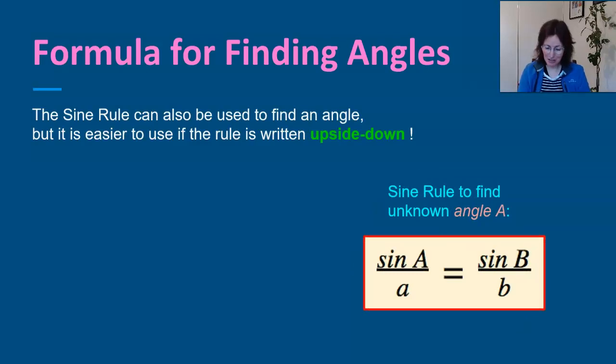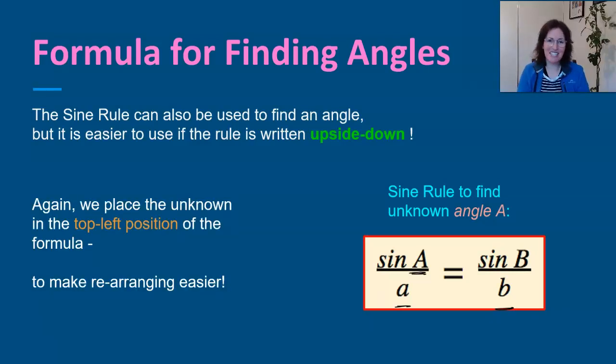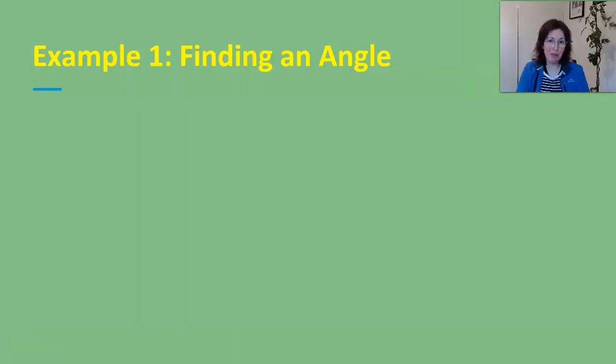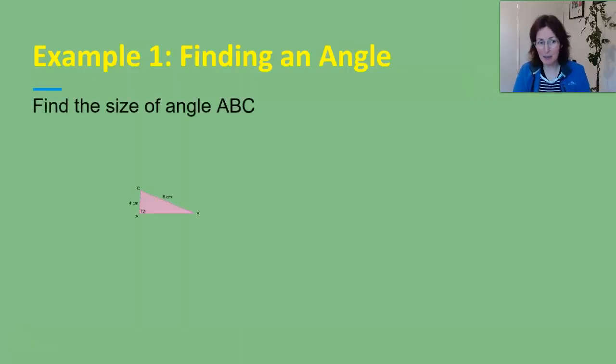So previously you noticed that the sides were on the top of the fraction, the numerator, but this time it's flipped. The thing that you're trying to solve, let's have it on the top left-hand side. So that means on the left-hand side of the equals, this would be if we're trying to solve for angle A. And the reason for that, as we say here, is because rearranging that formula is going to be much easier if your unknown is in the numerator. So let's do an example.